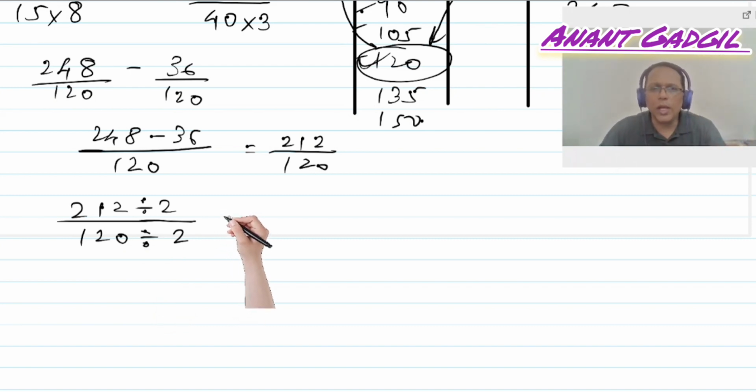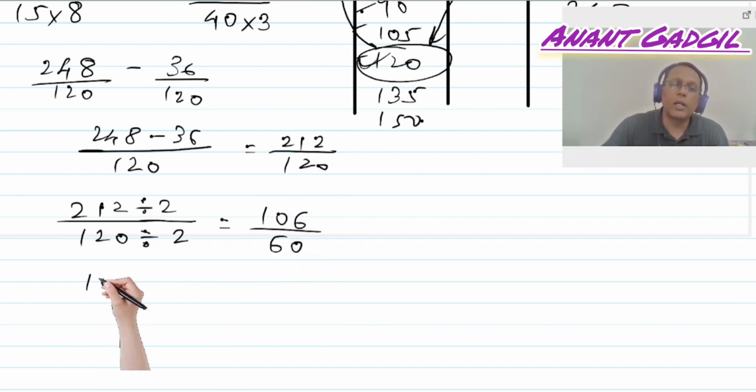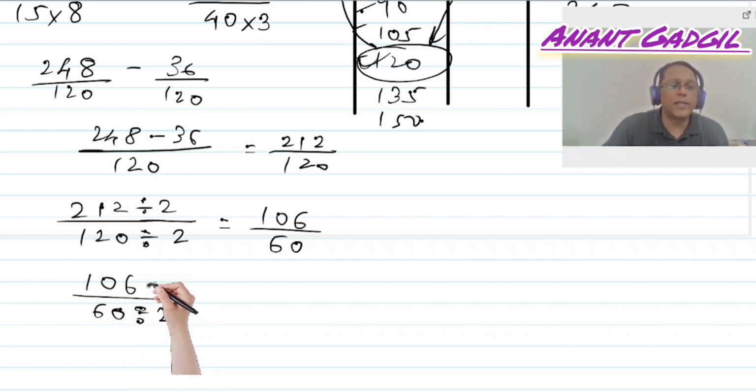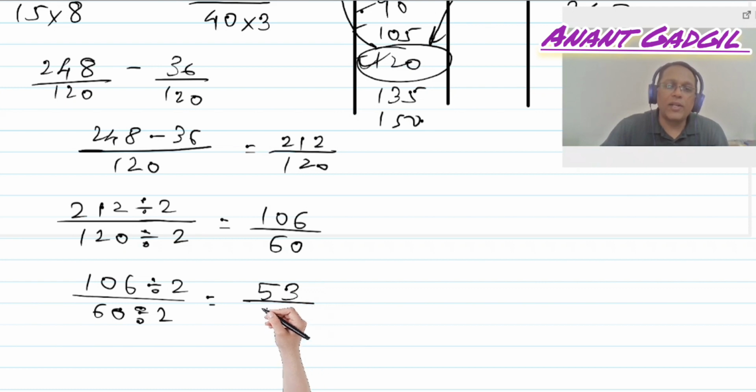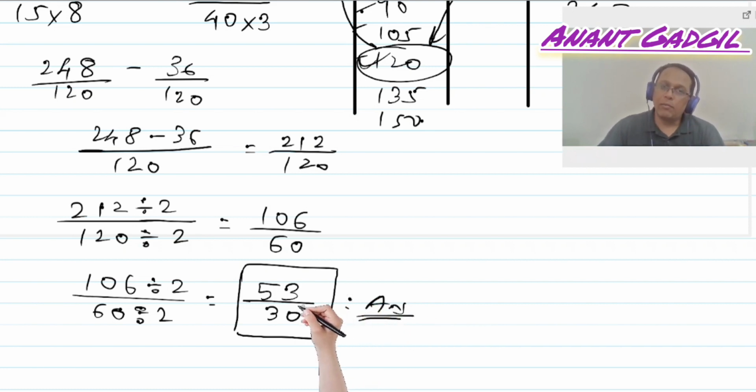Okay. So when I divide both of these numbers by 2, what will be my answer? It will be 106 in the numerator and 60 in the denominator. But now you see again we can divide both of these by the same number 2. So I am again dividing. So I will get 53 in the numerator and 30 in the denominator. Now these two numbers are not divisible further by the same number. So this is our final answer.